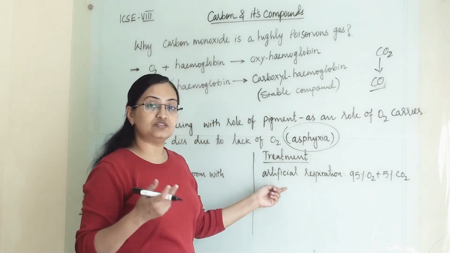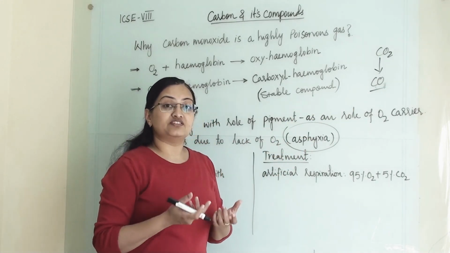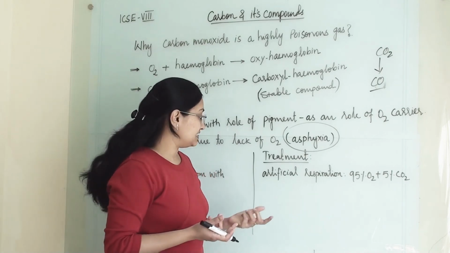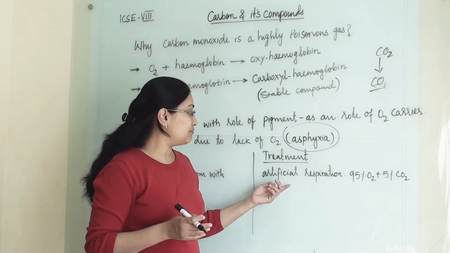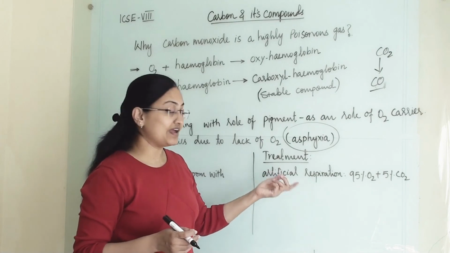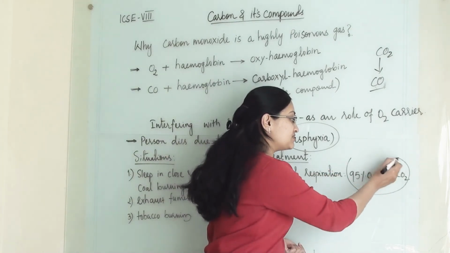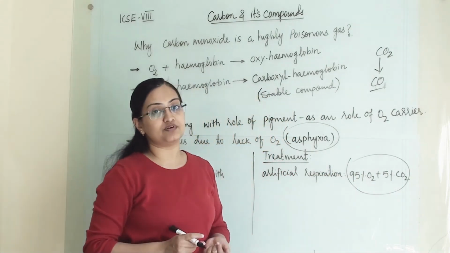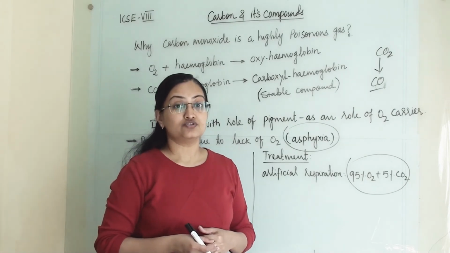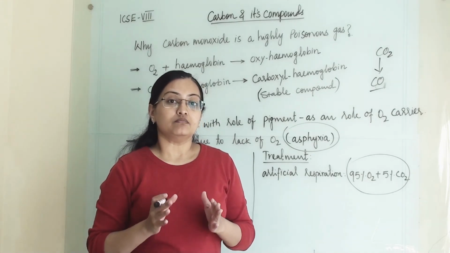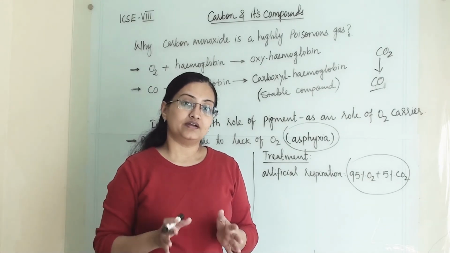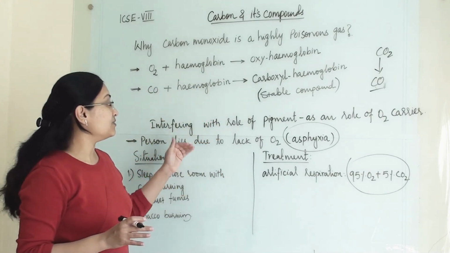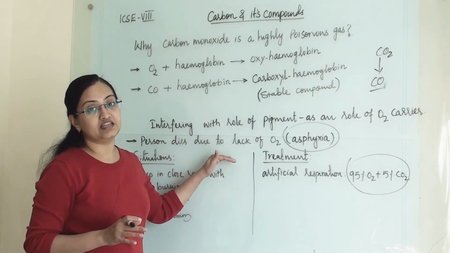Then how can we treat a person who is a victim of carbon monoxide poisoning? Doctors will give them artificial respiration, which will contain 95% oxygen and 5% carbon dioxide. So timely treatment may save a person from death. So that is why carbon monoxide gas is a highly poisonous gas.